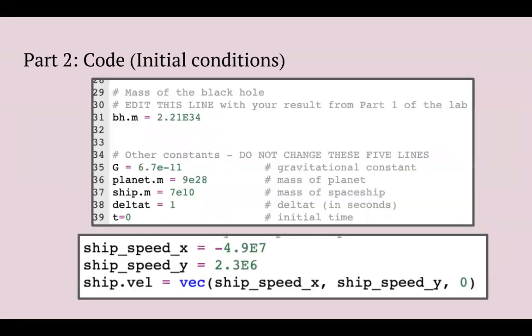Here are the initial conditions for part two. I began by inputting the black hole mass that I found from part one. The gravitational constant, planet mass, and ship mass were all given. I then found the initial velocity in the x and y direction such that the spaceship would get close to the black hole but not crash into it. The initial velocity I found in the x direction was negative 4.9 times 10 to the power of 7, and the initial velocity I found in the y direction was equal to 2.3 times 10 to the power of 6. I found these values through trial and error.